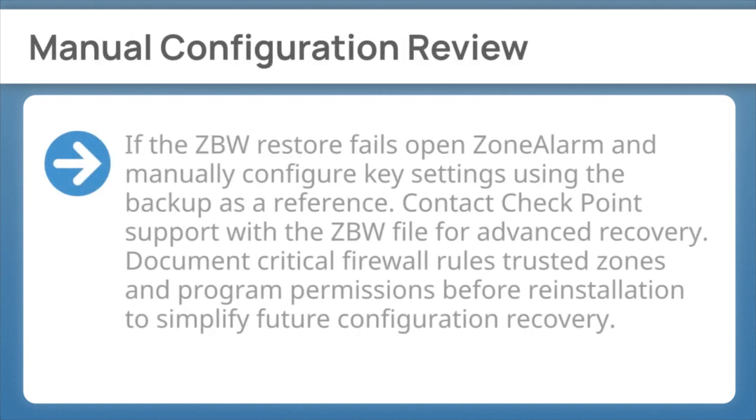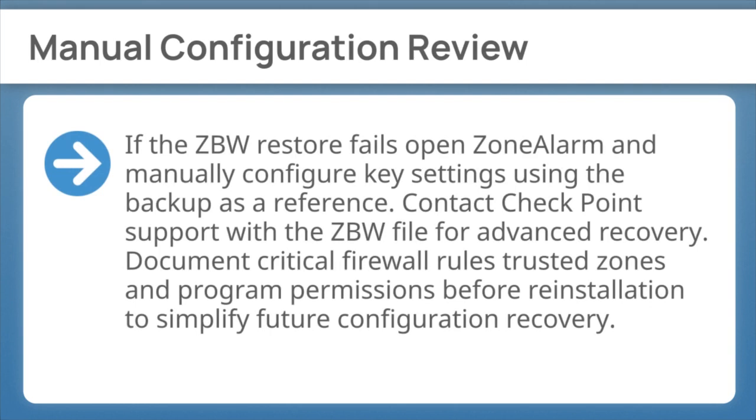Finally, manual configuration review. If the ZBW restore fails, open ZoneAlarm and manually configure key settings using the backup as a reference. Contact Checkpoint support with the ZBW file for advanced recovery. Document critical firewall rules, trusted zones, and program permissions before reinstallation to simplify future configuration recovery.